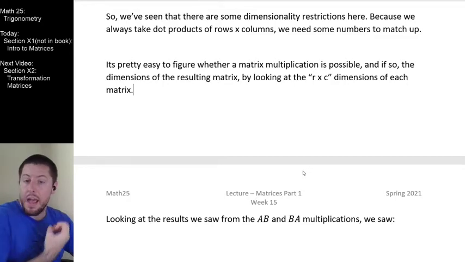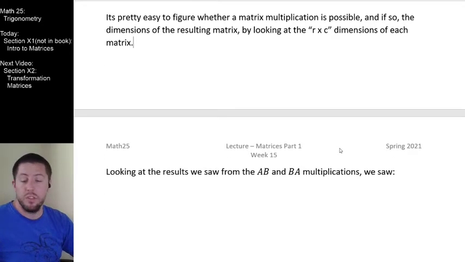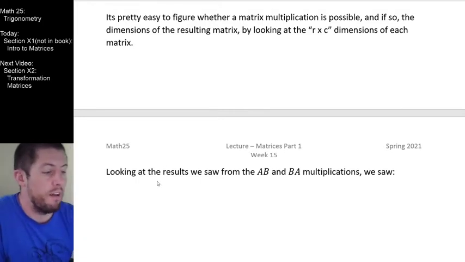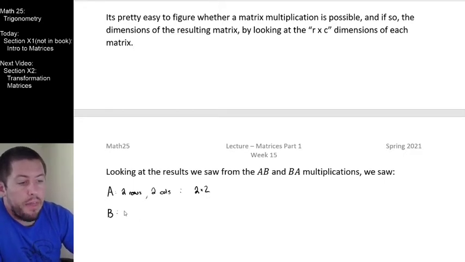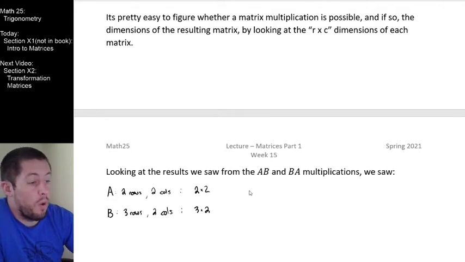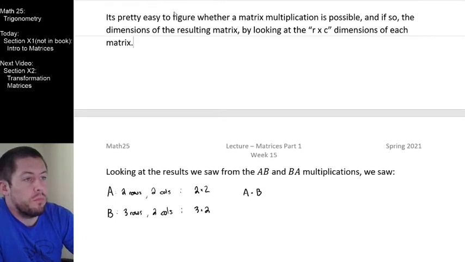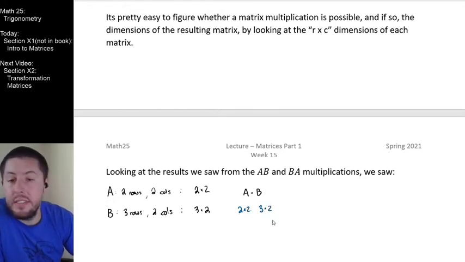All we've got to do is identify how many rows and columns each matrix has, right? So let's remind ourselves of some features of A and of B. A had 2 rows, 2 columns, and so we refer to this as a 2 by 2 matrix. B had 3 rows because it was extra tall, 2 columns, and therefore we refer to this as a 3 by 2 matrix. So when we try to do things like A times B, we were doing a 2 by 2 and a 3 by 2, and this didn't work out.